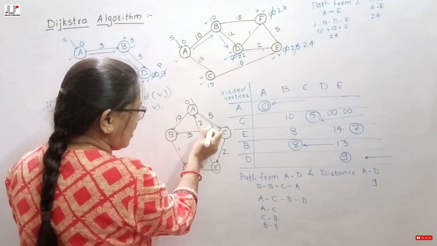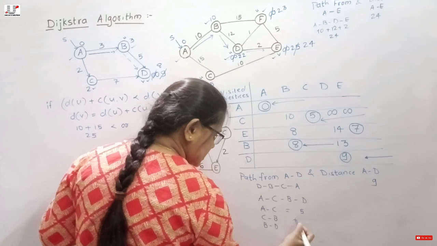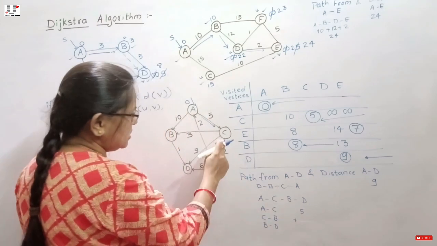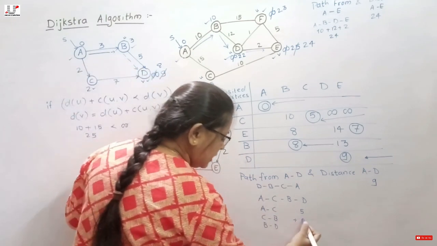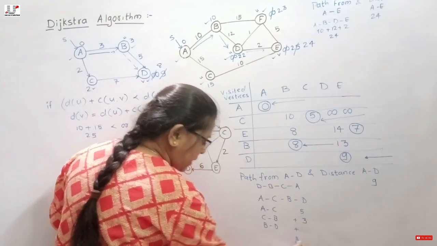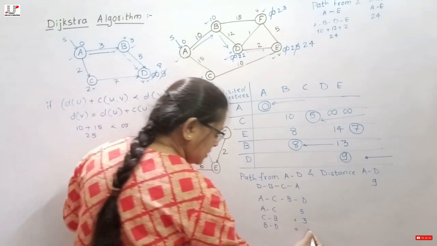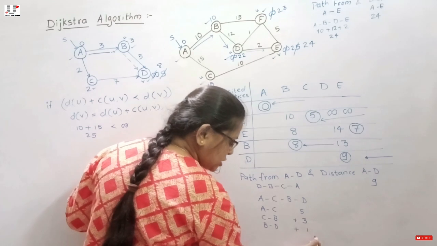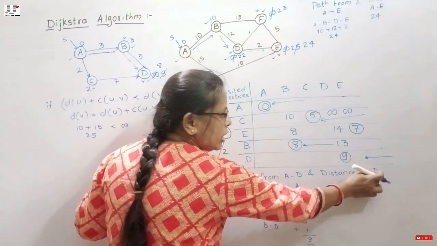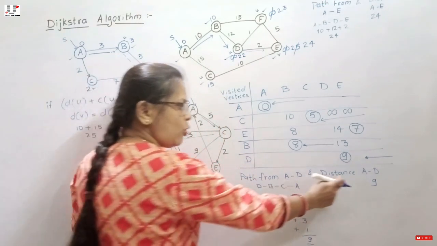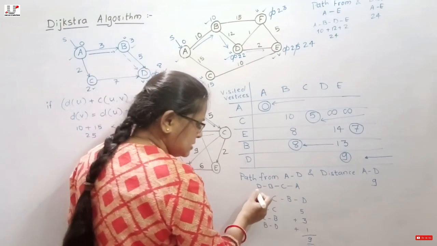A to C having weight 5, plus C to B with weight 3, plus B to D with weight 1. So 5 plus 3 is 8, plus 1 is 9. So this is the distance of A to D. This is the smallest distance from A to D, and this is the path.